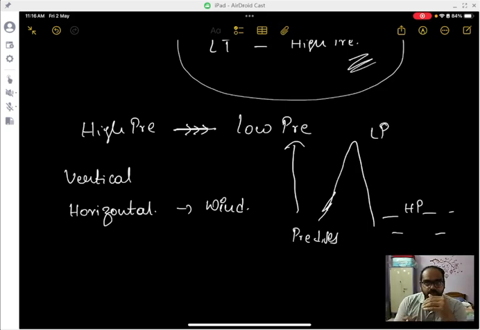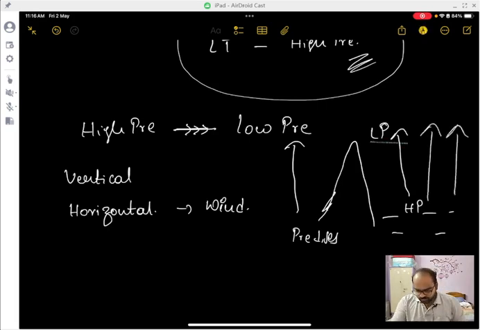Due to this, the horizontal pressure difference is less compared to the vertical pressure gradient. But we cannot see strong upward winds. We only see winds moving in a horizontal way, not winds traveling vertically from high pressure to low pressure, or from high altitude to low altitude. We only see them traveling in horizontal directions.